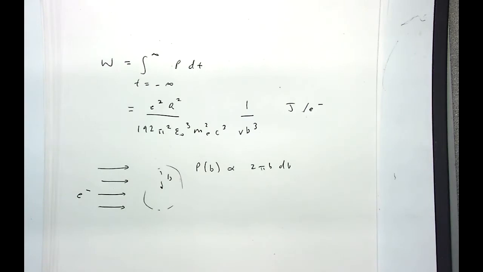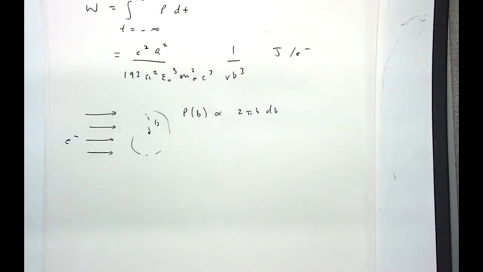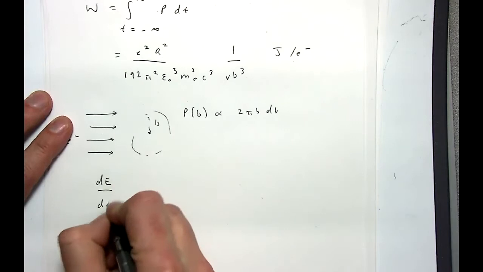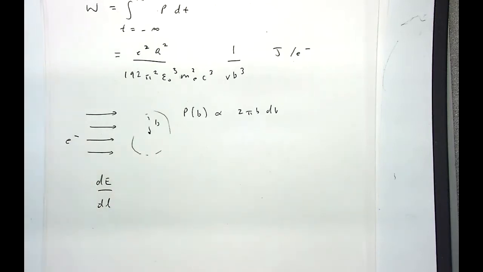Now Bekefi goes through this in a little bit more detail, and so do the notes. But I can rewrite this by imagining calculating, because I don't really know what values of minimum b and maximum b to use, but let's try. I'm going to calculate the rate of energy loss. So what am I doing here? I have a set of electrons passing by a set of nuclei, and each electron is passing by each nucleus with a given value of b.